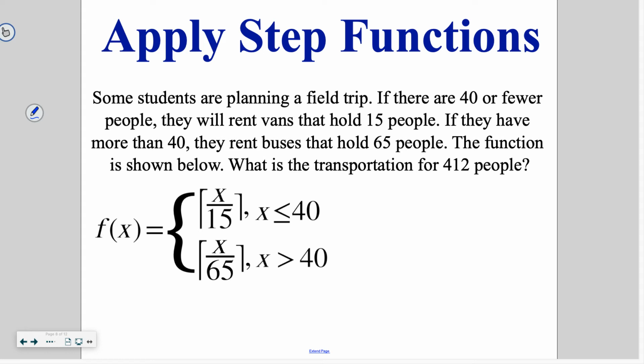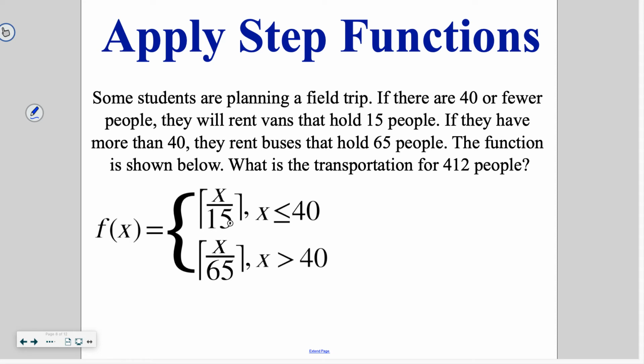The next thing that we're going to do with this is apply different types of step functions to more real-world examples. So students are planning a field trip. If there are 40 or fewer people, they're going to rent vans that hold 15 people. If they have more than 40 people, they're going to rent buses that hold 65 people. The function is shown below.